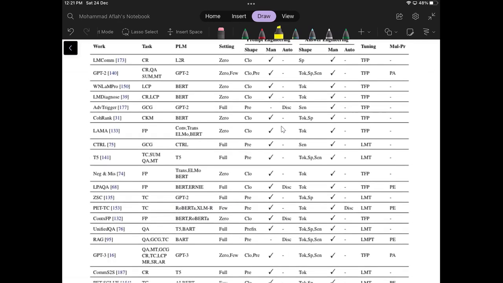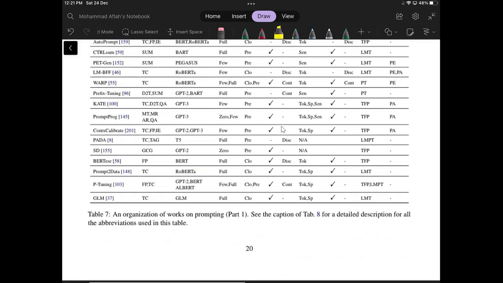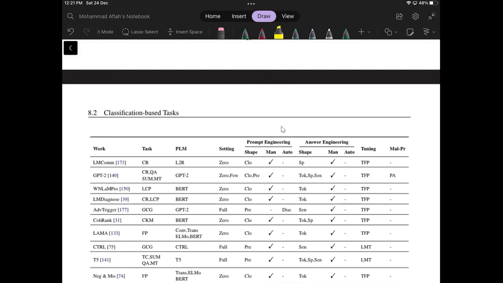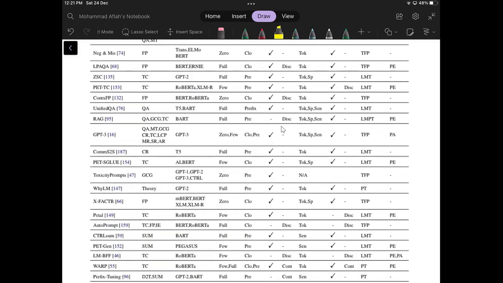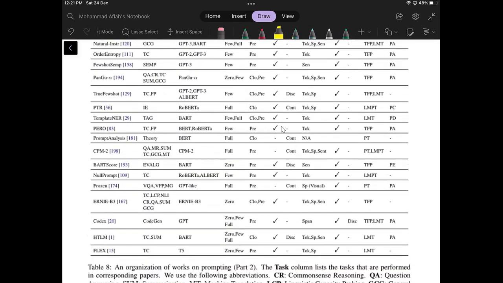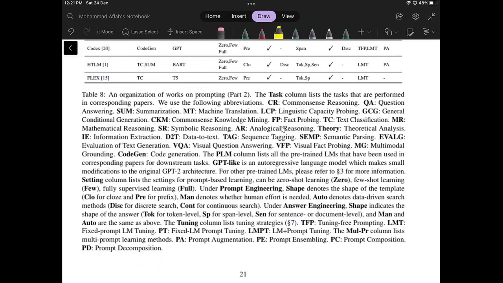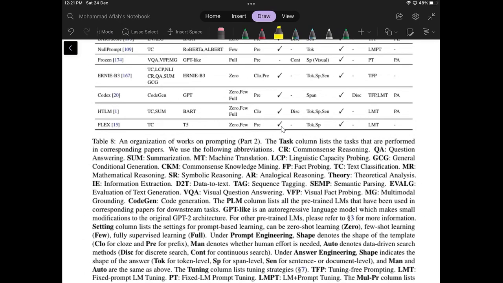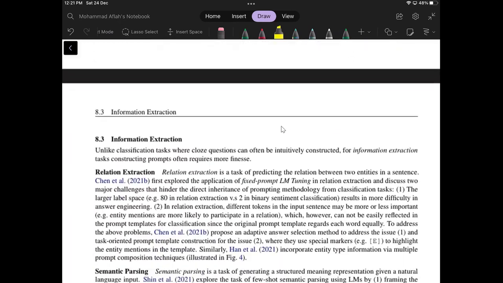This is just a table of different model methods. So these are different prompting works. Let's just look at the column names: the tasks they're used on, the pre-trained language model used, the setting, prompt engineering done or not, answer engineering done or not, tuning done or not. What's the last column? Okay, they have the Mul PR column listing multiple prompt learning methods. These are just abbreviations for that.